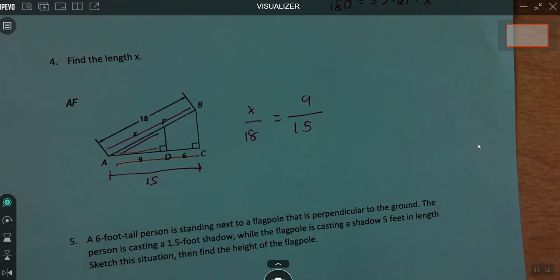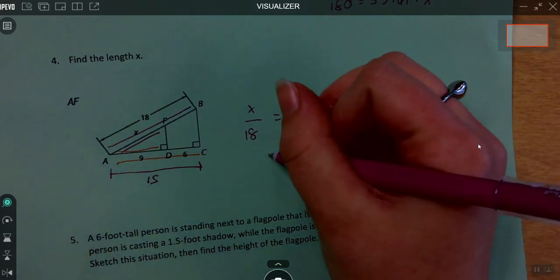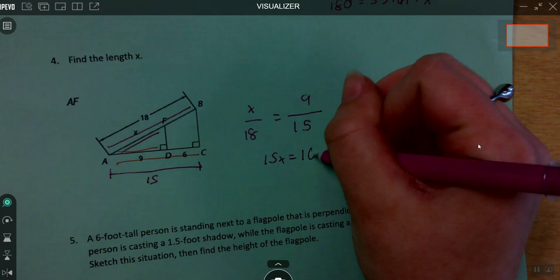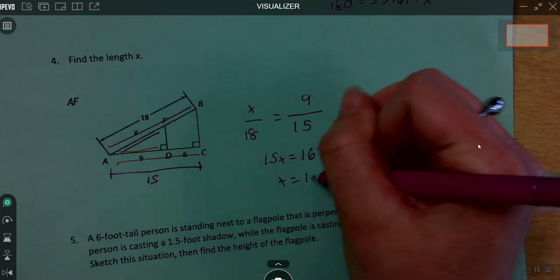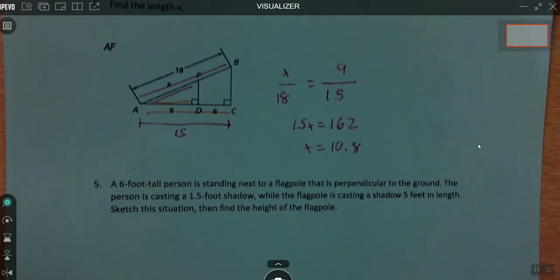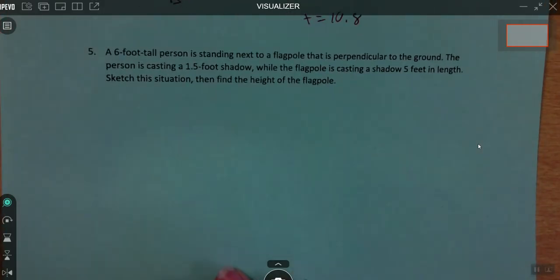What is my next step, Anna? What do I always have to do at this point? Okay, cross multiply. You should have got 15x equals 162, and then x equals 10.8. Yeah. Okay.